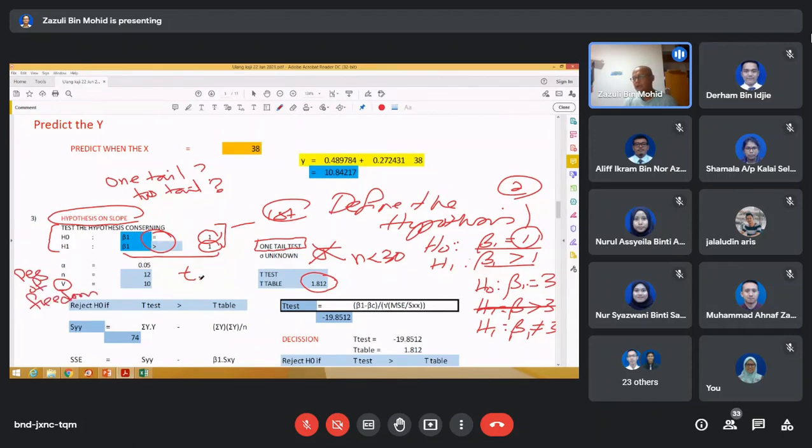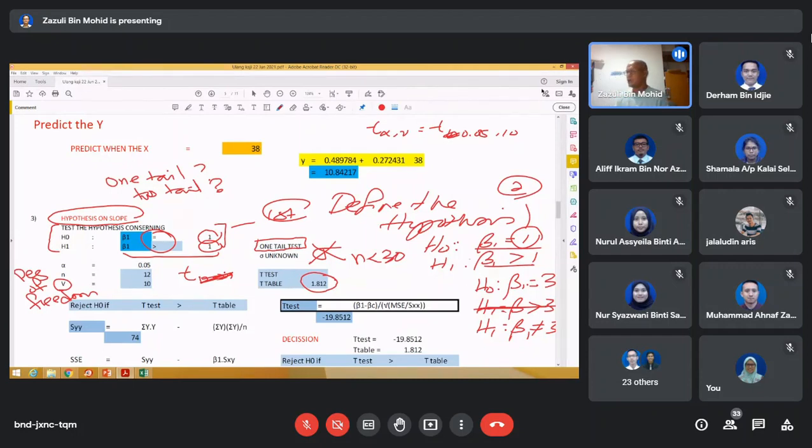Degree of freedom is 10, which is 12 minus 2, and then you have the comma. For the t-test, what comes first is the value of alpha. T, alpha, 0.05, 10.